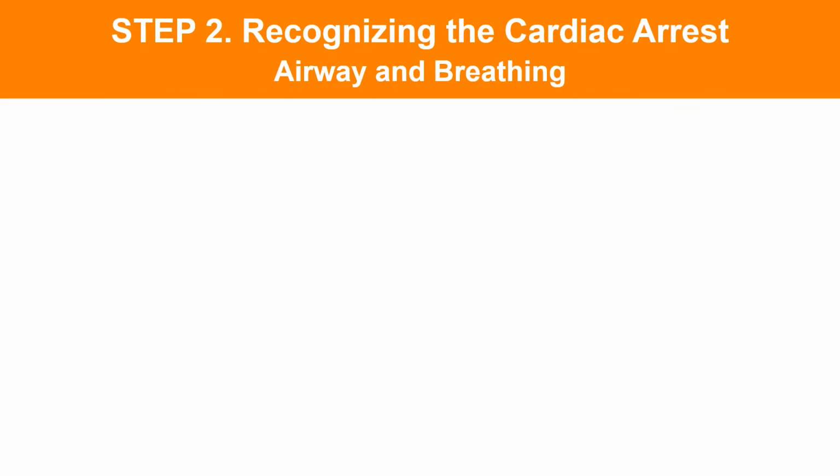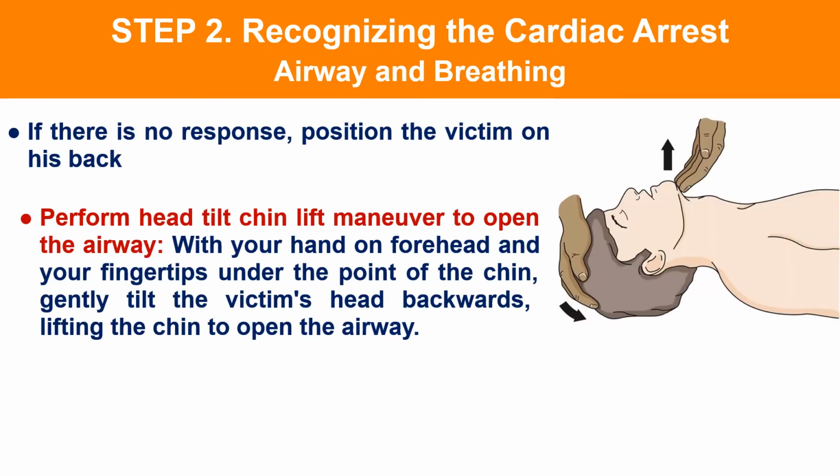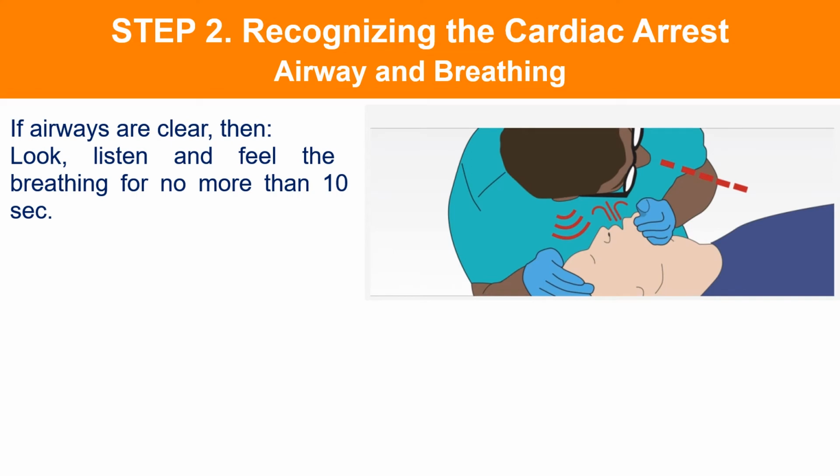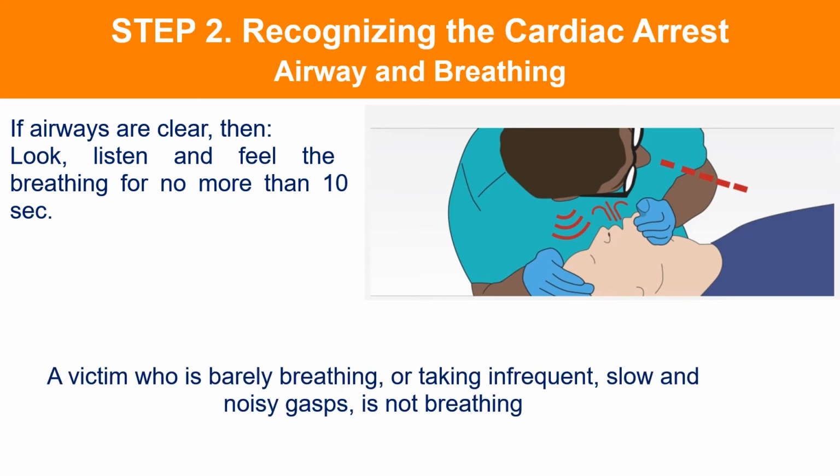If the victim is unresponsive, then proceed to check the airway and breathing. Position the victim on his back. Perform head tilt chin lift maneuver to open the airway. If airways are clear, then look, listen and feel the breathing for not more than 10 seconds. A victim who is barely breathing, or taking infrequent, slow and noisy gasps, is not breathing. Watch this video, how to assess airway and breathing.